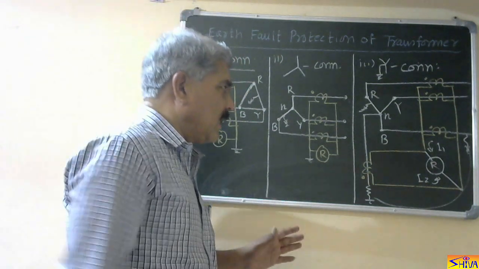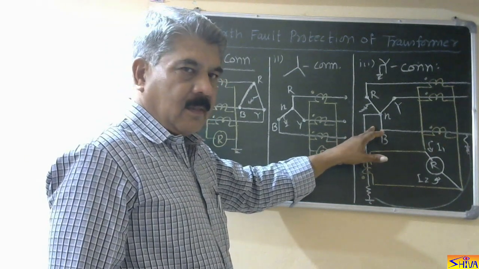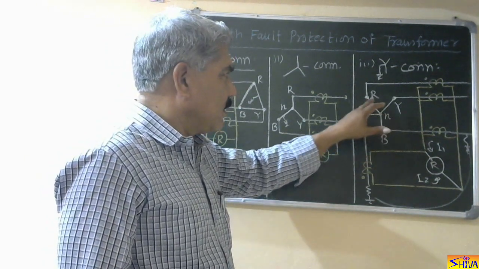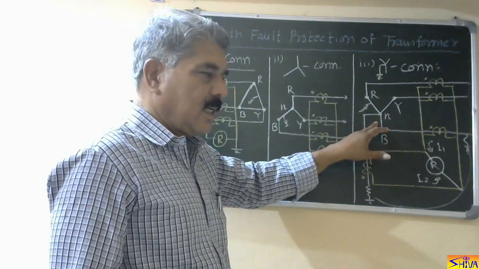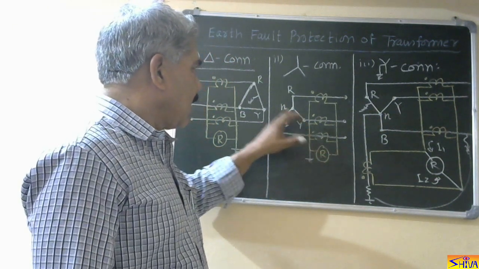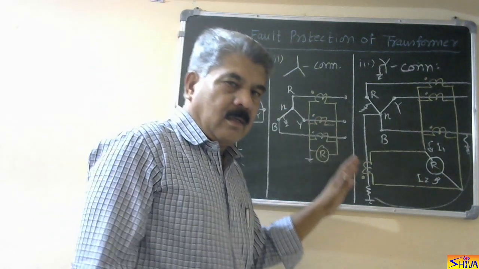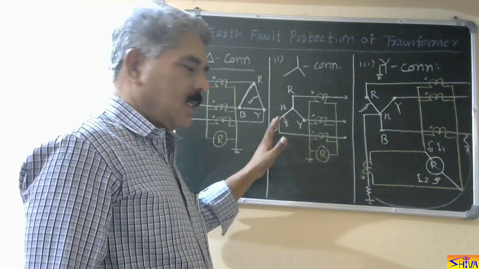Now consider the case in which one side of the transformer, let us say the secondary side, is connected like this: star connection, neutral point grounded, and the primary is either this type or this type. Let us say it is delta type, because the theory for both these connections is the same.